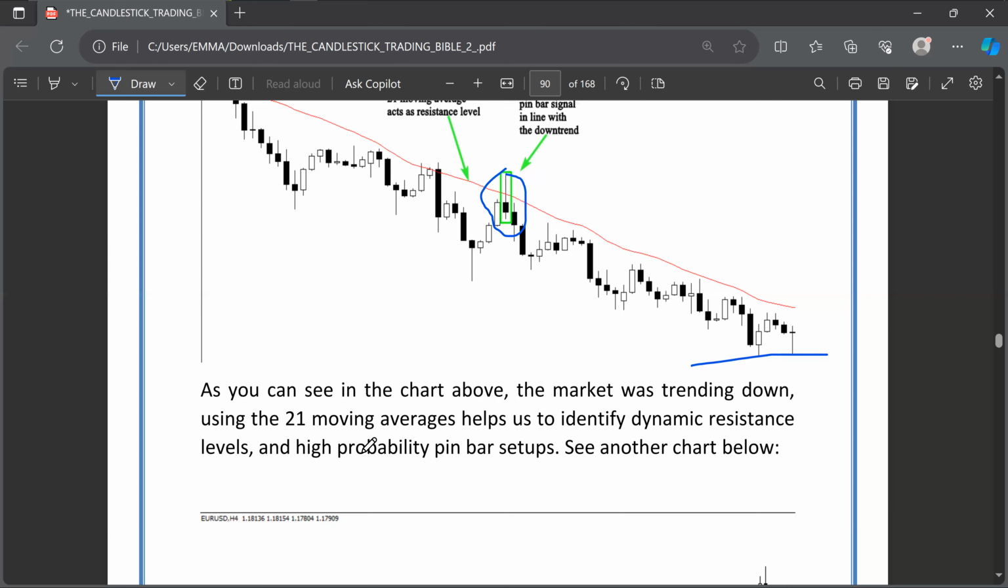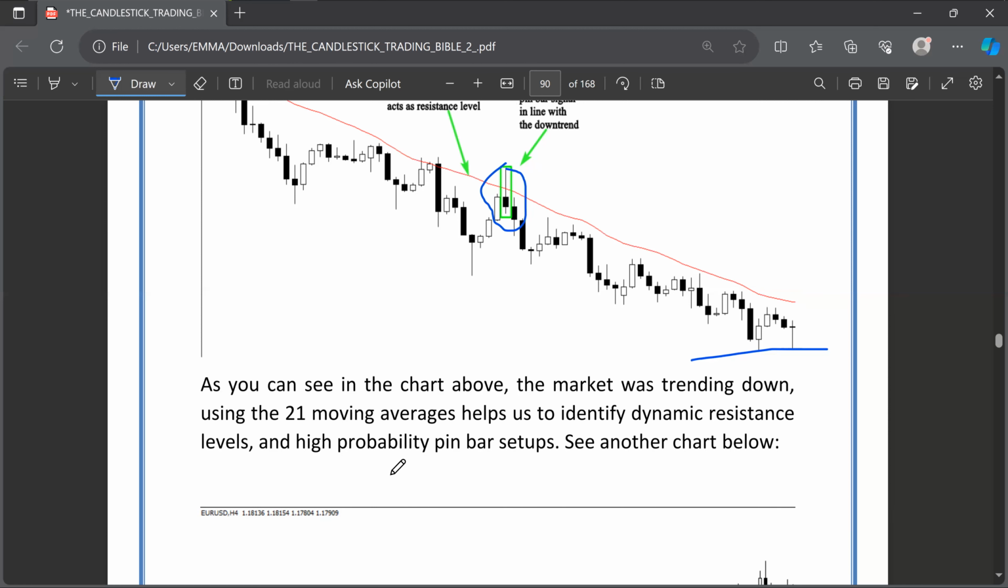Now, as you can see in the chart above, the market was trending down. Using the 21 moving average helps us to identify dynamic resistance levels and higher probability pin bar setups. Let's see another example.